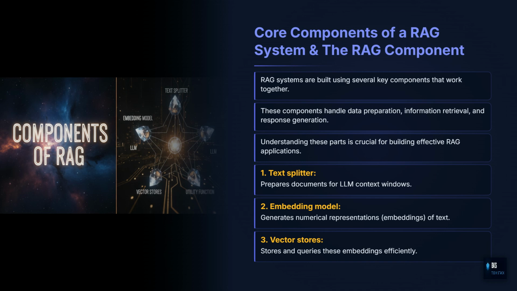Here's a visual overview of the main components. First, we have the text splitter, which breaks down large documents. Then, the embedding model converts text into numbers.